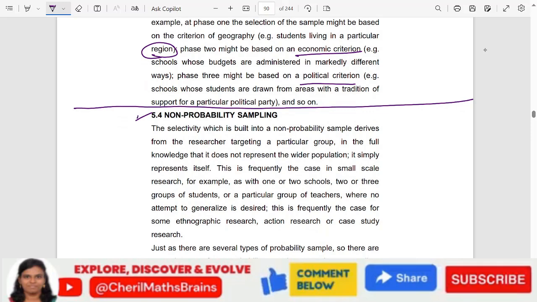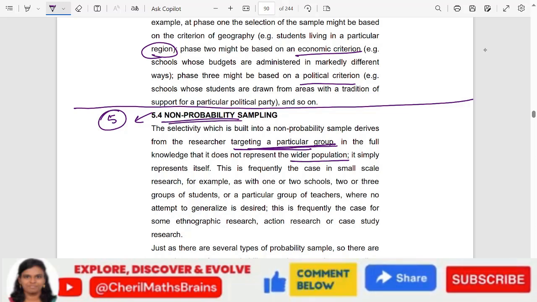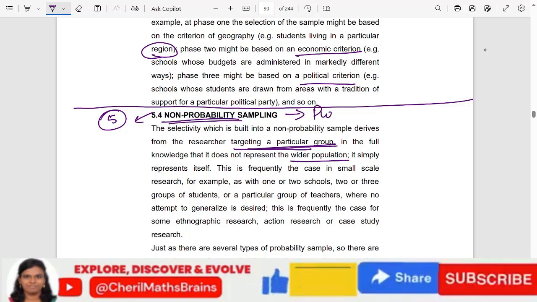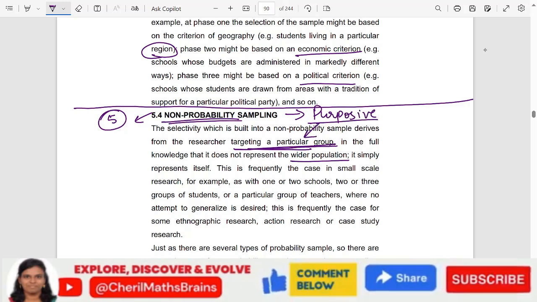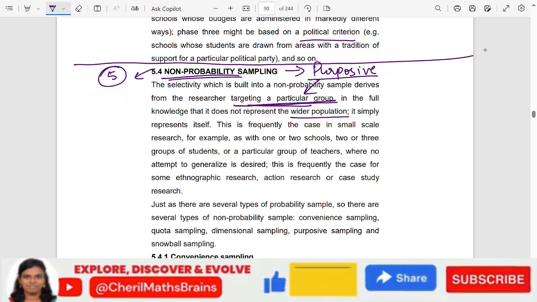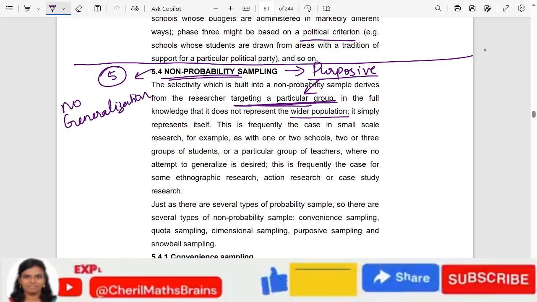In non-probability sampling there are 5 types. In these 5 types they are going to be targeting a particular group, knowing that it does not represent the wider population. Non-probability sampling is called purposive sampling. Purposive sampling means you have a purpose, you want to target a particular group alone, knowing it will not represent the wider population. So you can see that there is no generalization. There is no generalization here. Okay, and it is going to be targeting a particular group.